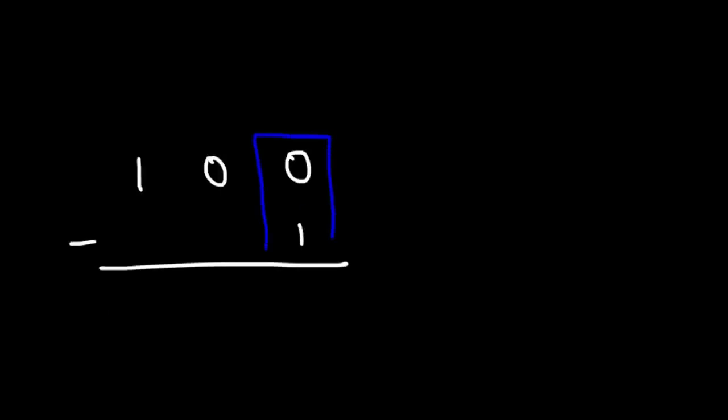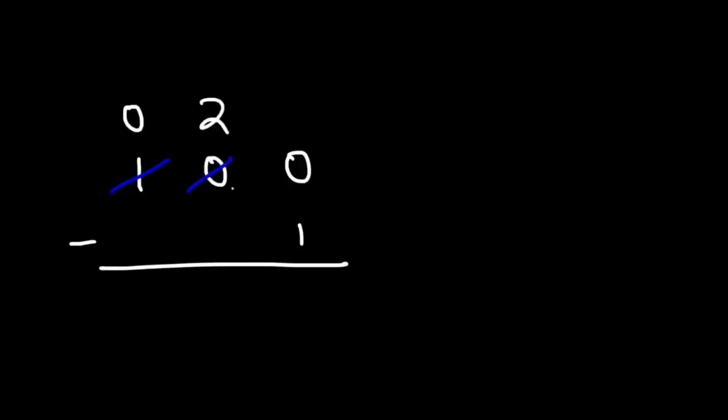Now let's try this one. 100 minus 1. Go ahead and subtract those two binary numbers. So we can't do the first column. 0 minus 1 will give us a negative number, so we need to borrow a 1. Now we can't borrow anything from this column because it's a 0. So we need to borrow a 1 from a column that has a 1. So this becomes a 0, and this column becomes a 2.